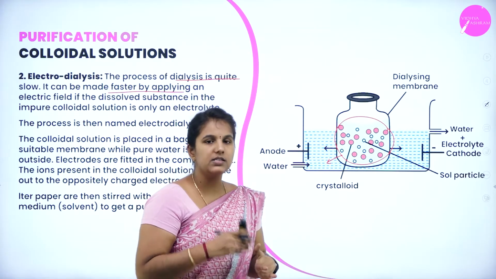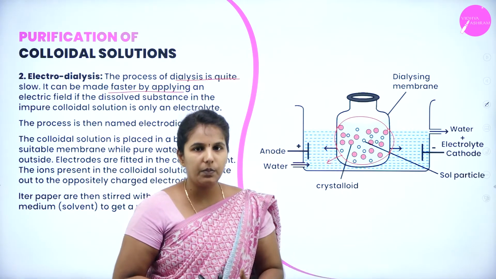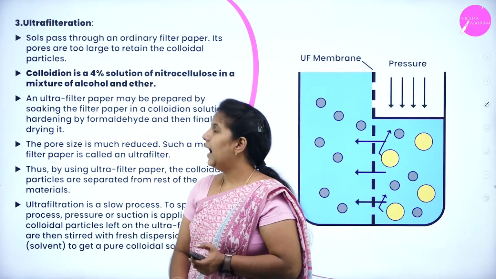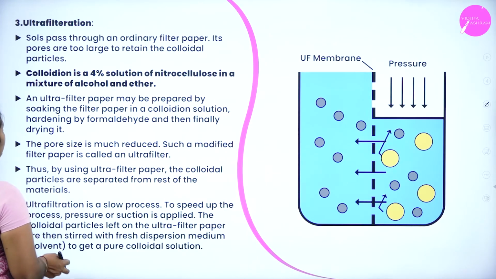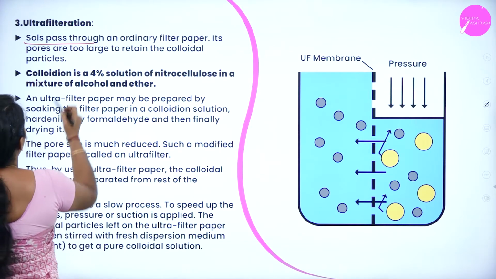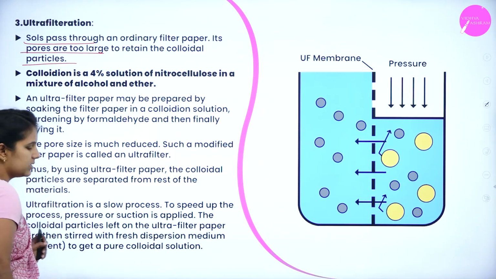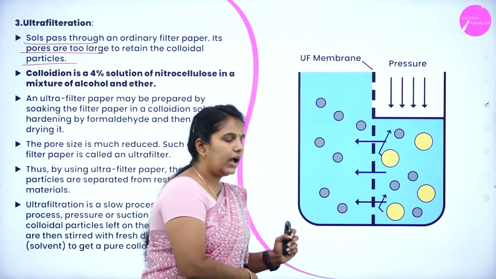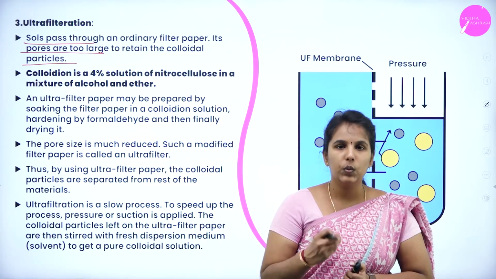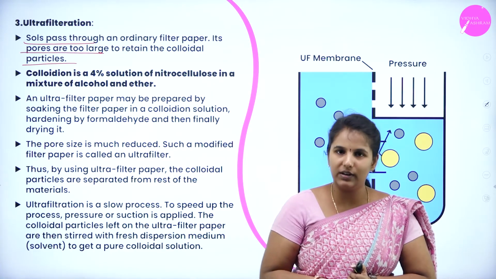Hence this is named as electrodialysis. This is the second method for the preparation of colloidal solution. Next one is ultrafiltration. In ultrafiltration, the salts are passed through the ordinary filter paper, and the pores are too large to retain the colloidal particles. So we already know that in this sense the pore size of the filter paper must be very small, so that you will get a pure colloidal solution while doing the filtration.